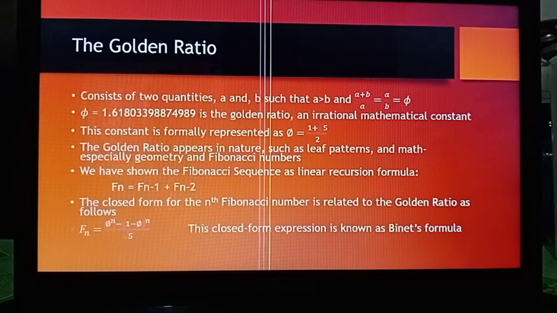We have shown the Fibonacci sequence as a linear recursion formula, where F sub n equals F sub n minus 1 plus F sub n minus 2. The closed form for the nth Fibonacci number is related to the golden ratio as follows. The formula is F sub n equals the golden ratio raised to n minus 1 minus the golden ratio raised to n, divided by the square root of 5. This closed form expression is known as Binet's formula.